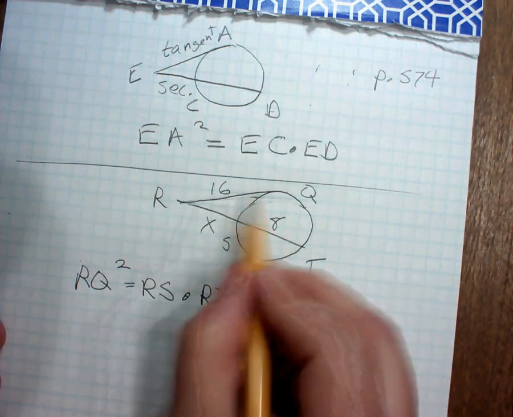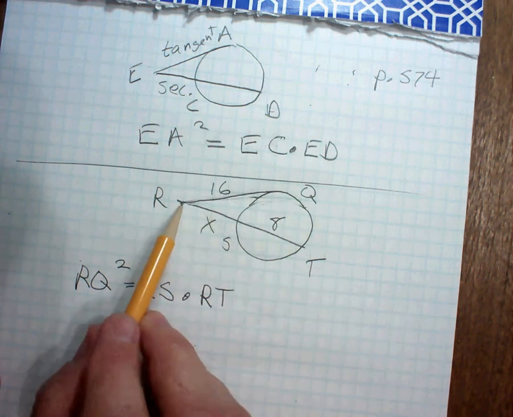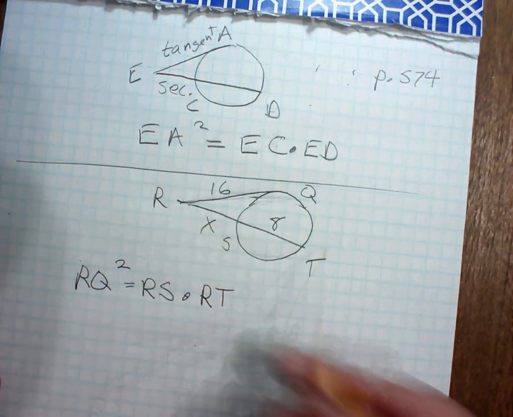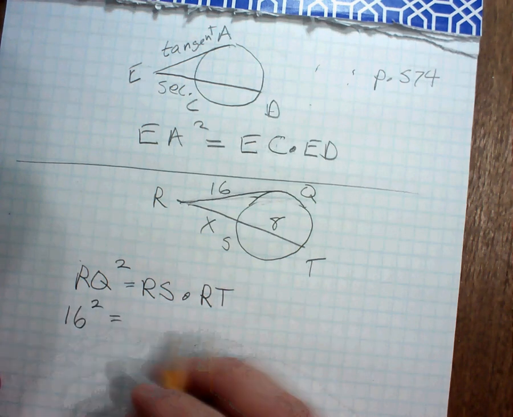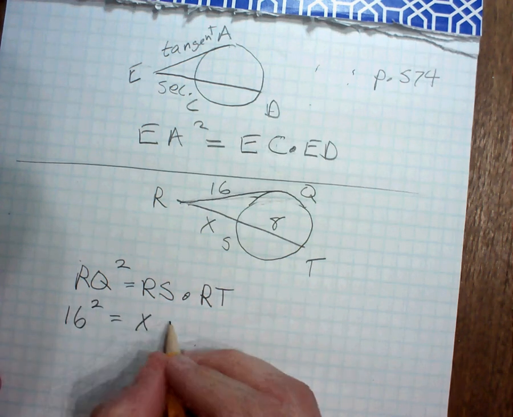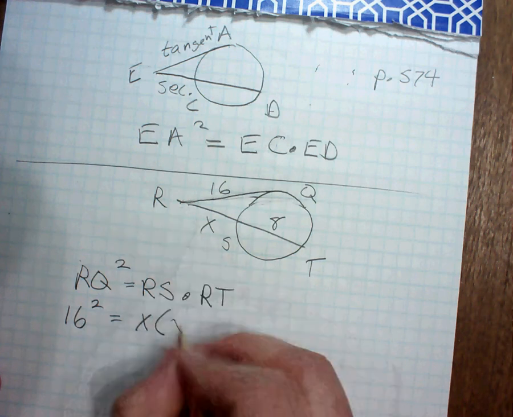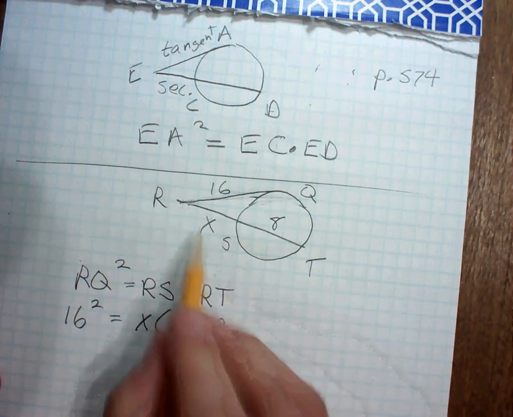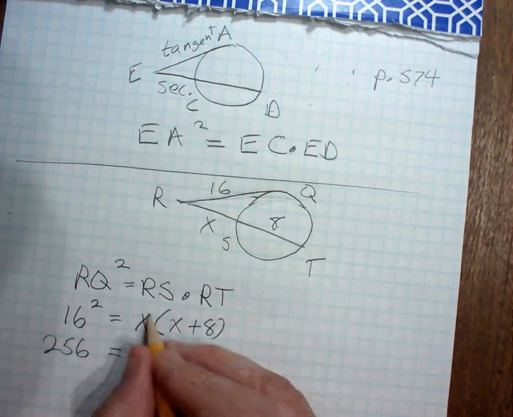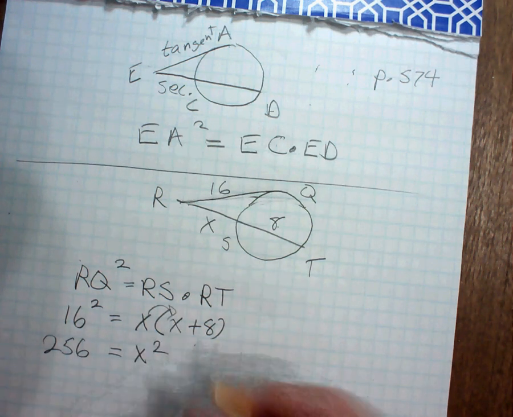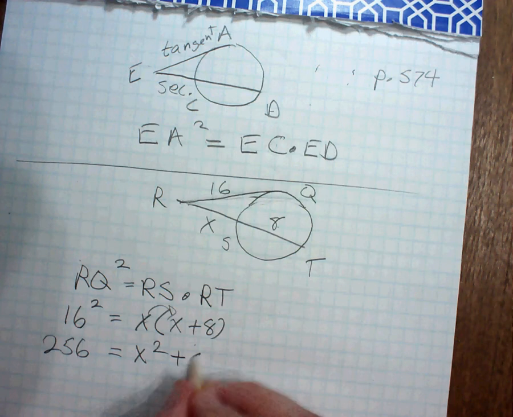So we have the tangent squared is equal to the short segment times the long segment. So RQ is 16 squared is equal to RS, which is just X, times RT, which is X plus 8. So 16 squared is 256. Then X times X is X squared. And then X times 8 is 8X.